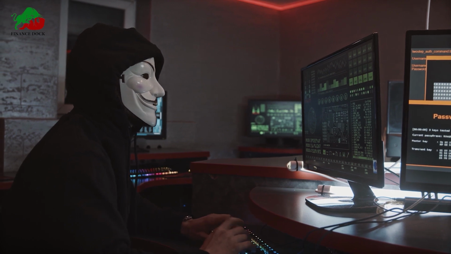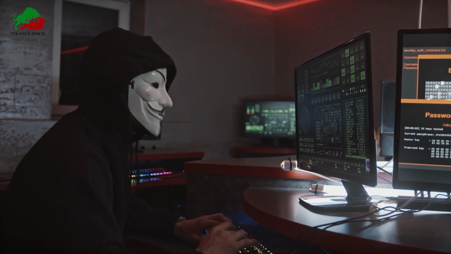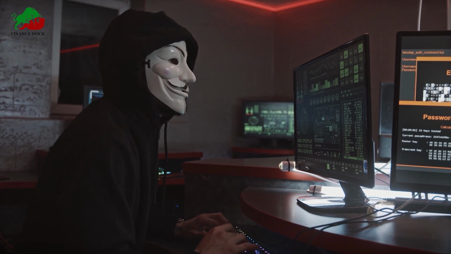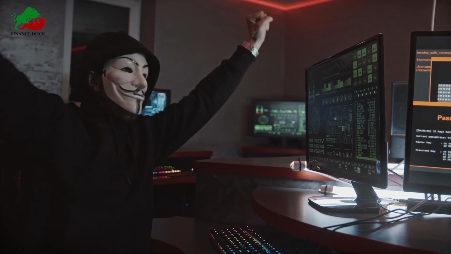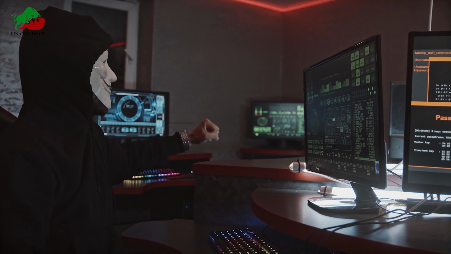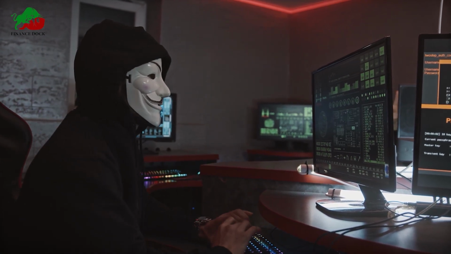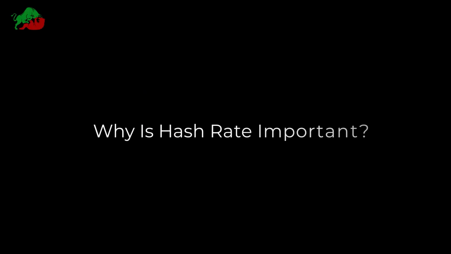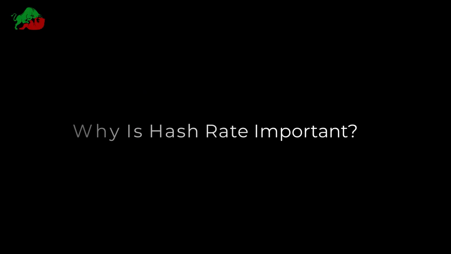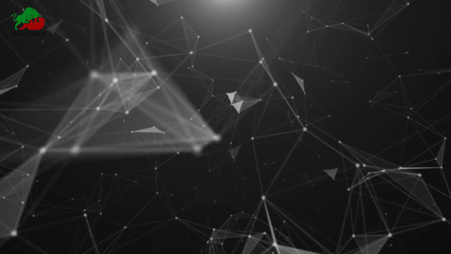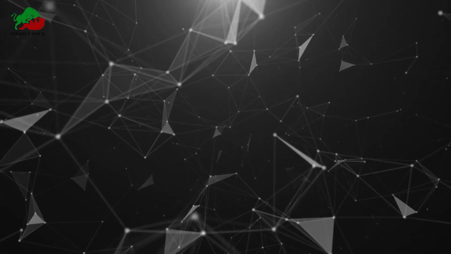For cryptocurrency investors, the hash rate is an essential gauge of how secure a cryptocurrency's proof-of-work network may be against hackers. As the hash rate rises, network assaults become more costly and difficult. Why is hash rate important? The hash rate is a key sign of a blockchain network's strength, specifically its security.